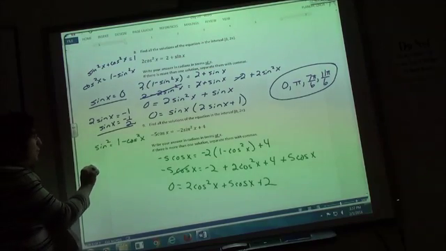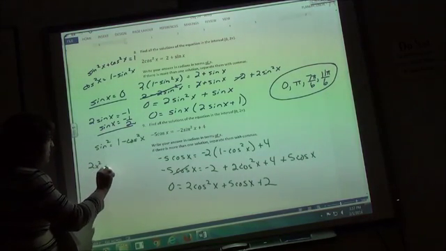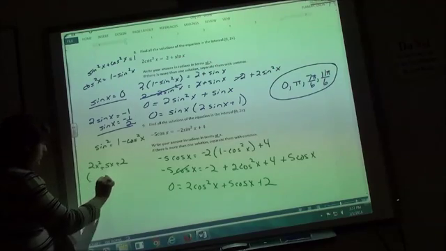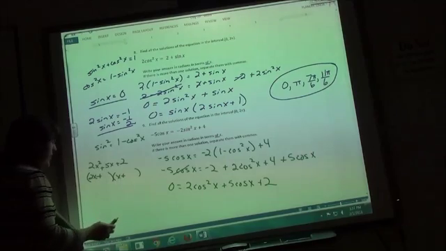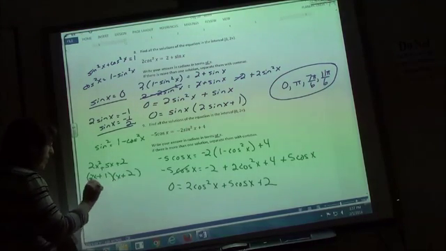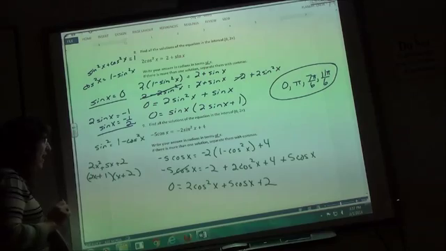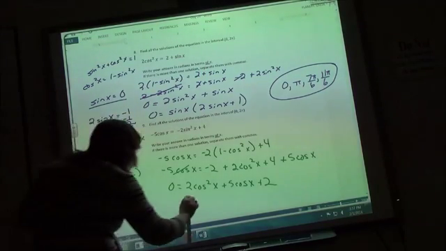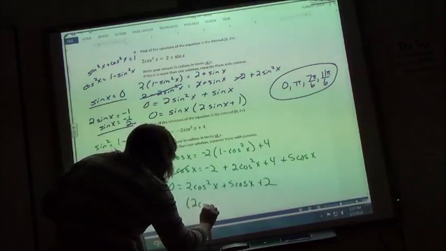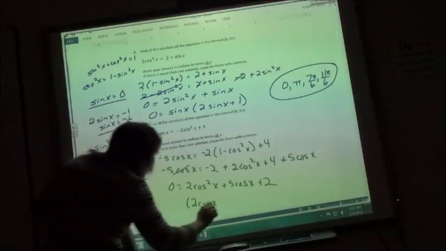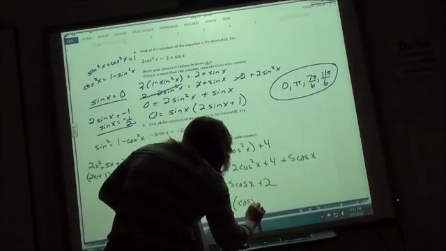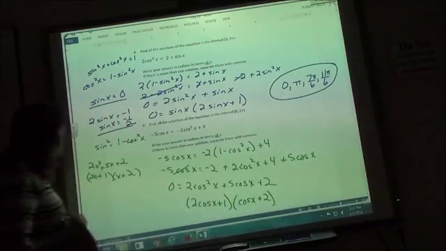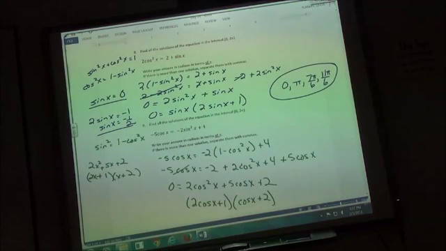So I'm thinking about factoring 2x squared plus 5x plus 2. 2x and x, a plus and a plus, and I'd have to have the 2 here and the 1 there. 4x plus 1x is 5x in the middle. So this is going to factor into 2 cosine of x plus 1 and cosine of x plus 2. Again, you could FOIL that out just to double check it, but that should be good.